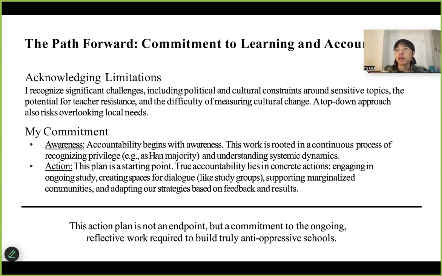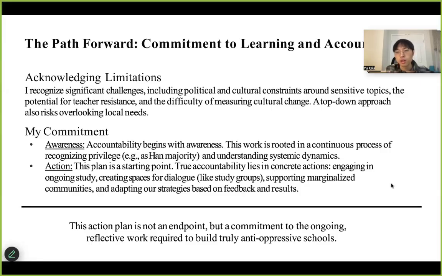I have joined Professor George Sefade's OISE monthly study group to discuss anti-oppression books we've been reading and share our insights. I'm very excited to connect with like-minded people. And I also volunteered for the 13th Decolonizing Conference in 2026 in Toronto. I'm very glad I can contribute to make a difference, even in a small way. So this action plan is not an ending point, but a commitment for me to the ongoing learning and the reflective work required to build truly anti-oppressive schools.